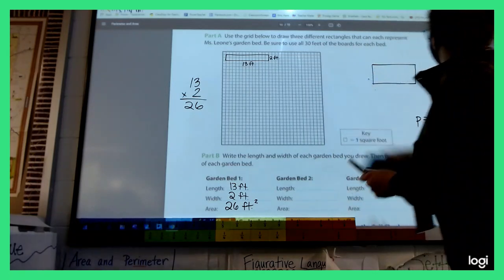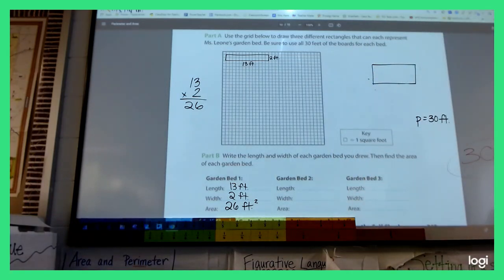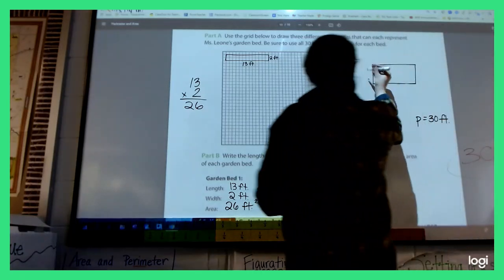I can use that same rectangle. All right, we still need a perimeter of 30. And Abby said let's try a width of 3. So go ahead and label your rectangle.